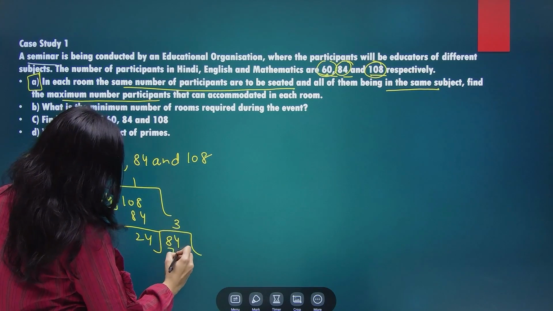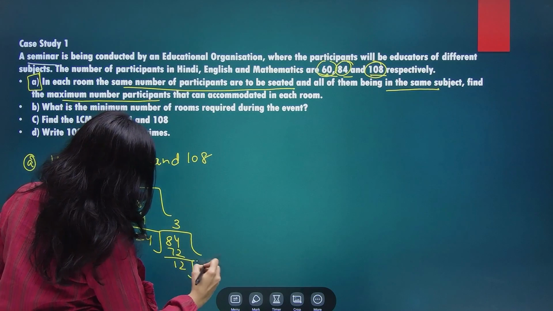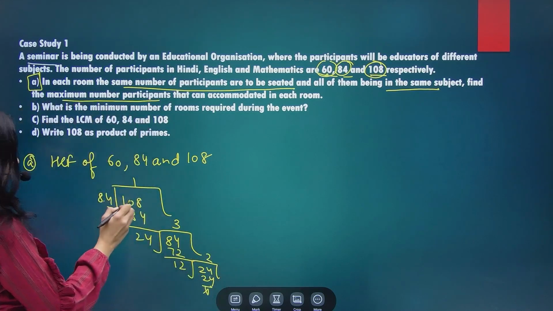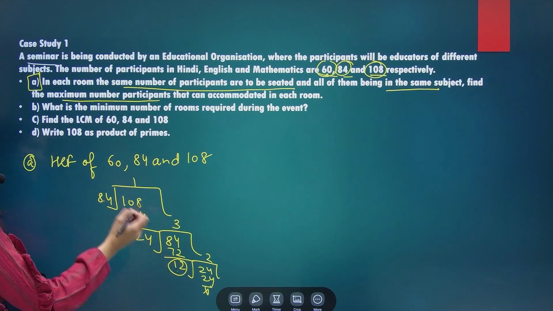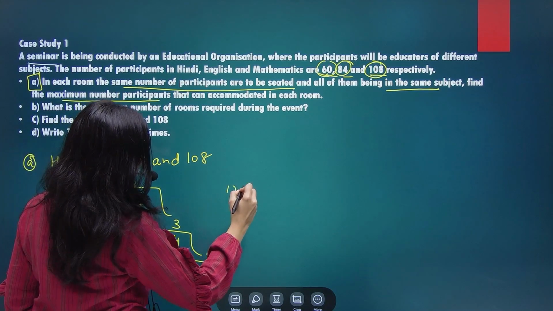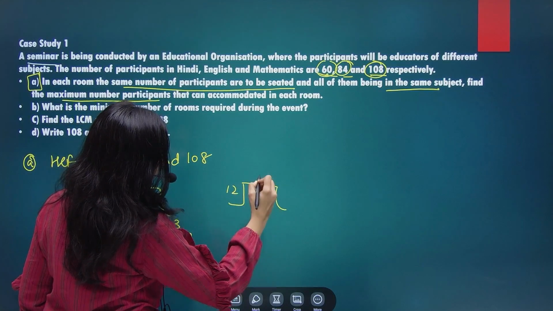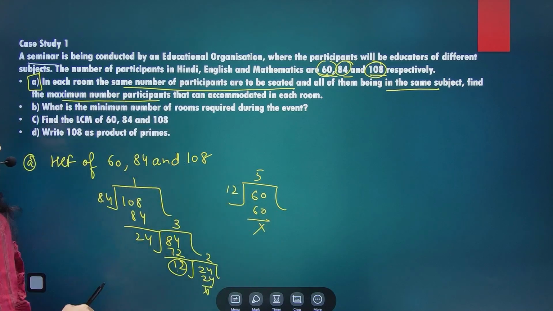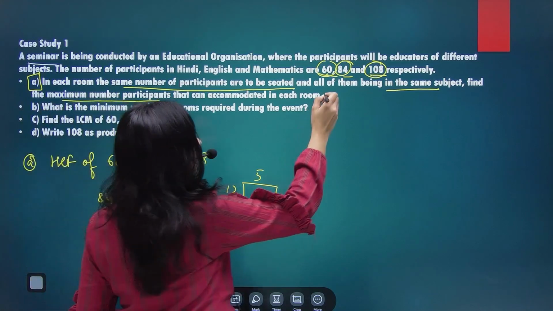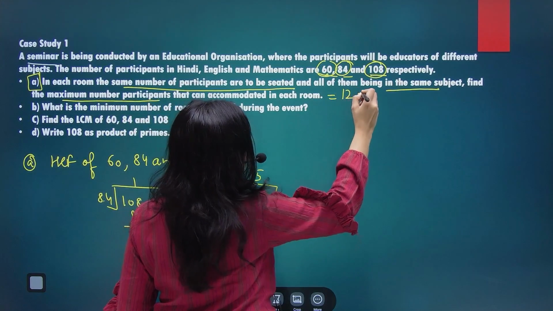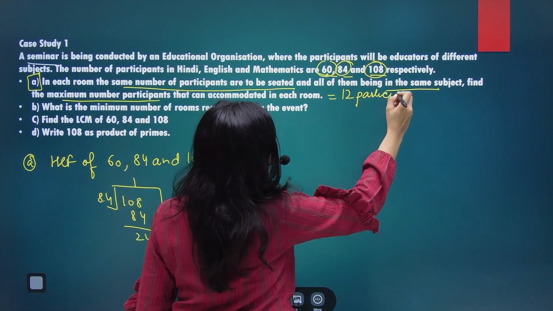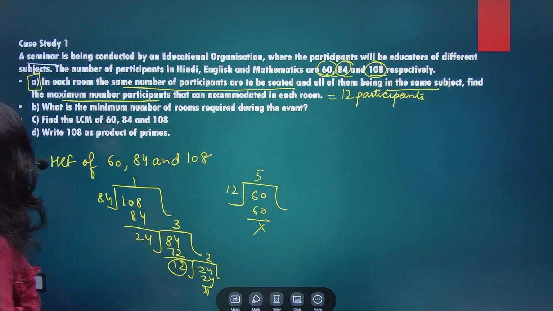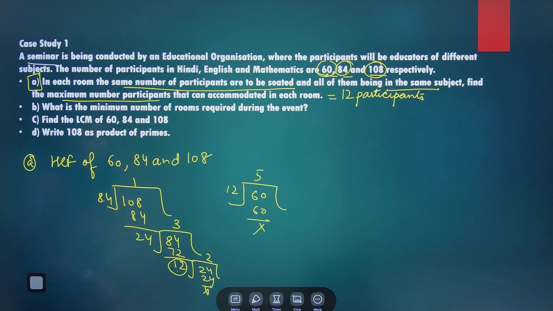I'm sure ये HCF निकालना तो सबको आता होगा. So now for 84 and 108 the HCF is 12. Let us try 12 and 60 now, because ये factor उन दोनों का निकल गया. हाँ, it divides 60. So HCF is going to be here 12. So the answer to this question would be 12 participants of each subject in the room.